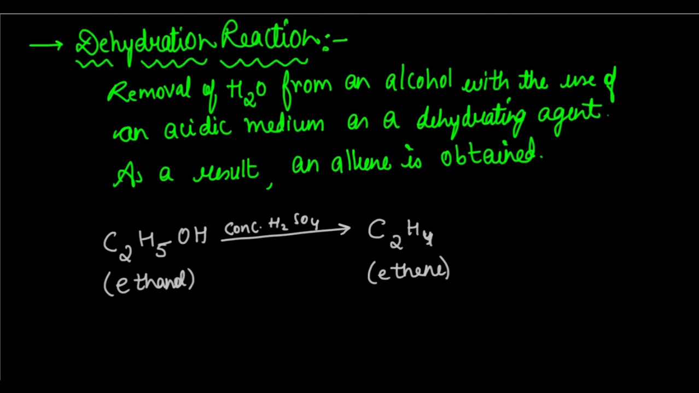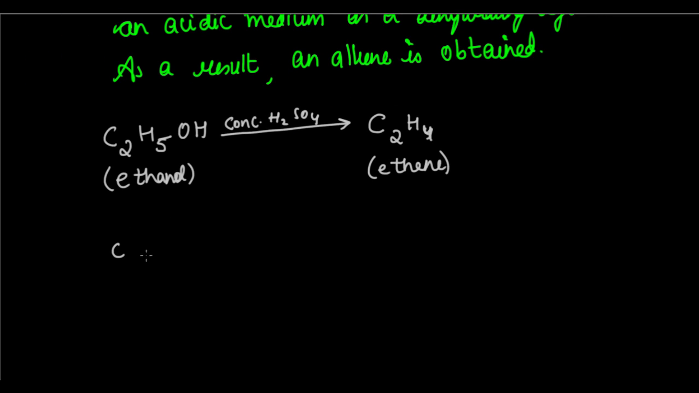Let's take another example. Let's take propanol. So we'll take CH3, CH2, CH2OH. So this is your propanol.